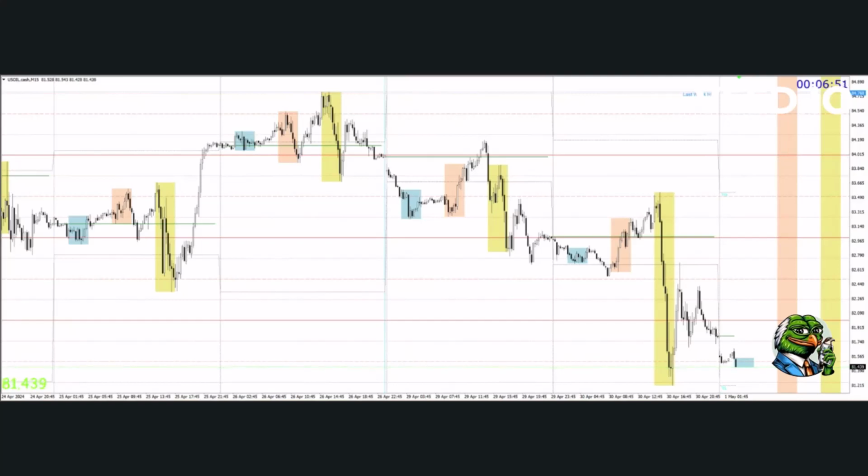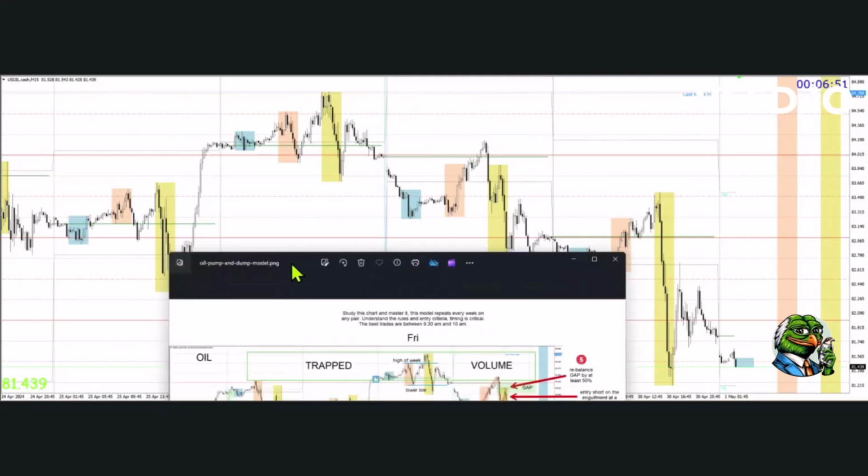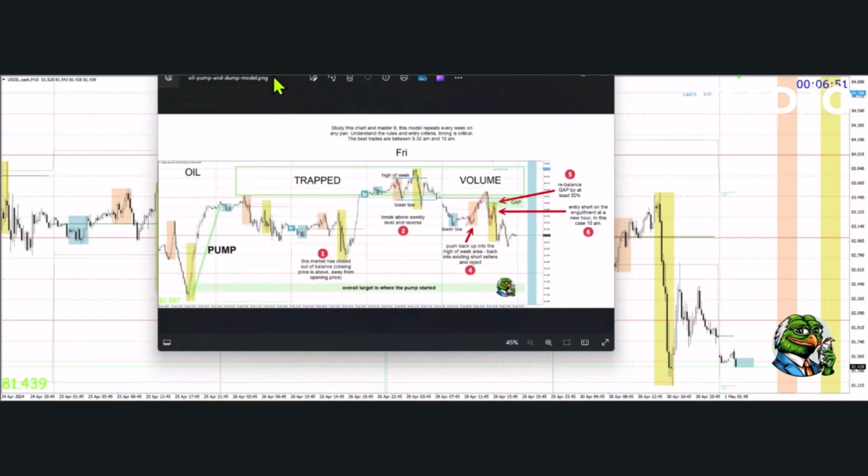Before I start showing you the setup, I want to show you the forecast that I provided to my private community. Here we can see that I've identified there's a pump. I've provided some notations on the setup itself, and then the target was down here, the overall target where the pump began, which is around the 81.60 level.